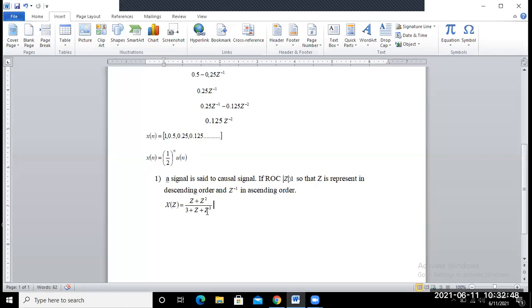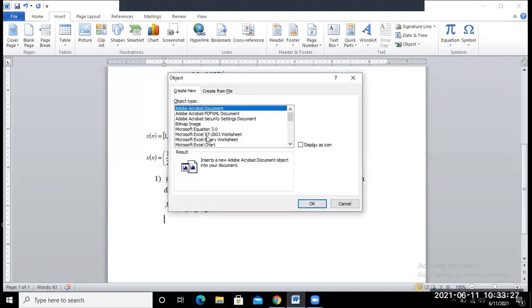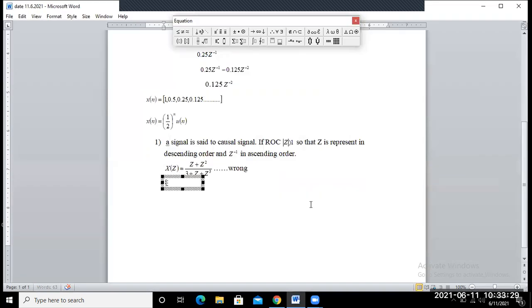We can say that this representation is wrong if the region of convergence, magnitude of z, is greater than 1. That means the signal is a causal signal. So you may transform z square plus z divided by z cube plus z plus 3, and then use the long division method. This representation is wrong. You just represent it in this fashion. Correct. X(z).